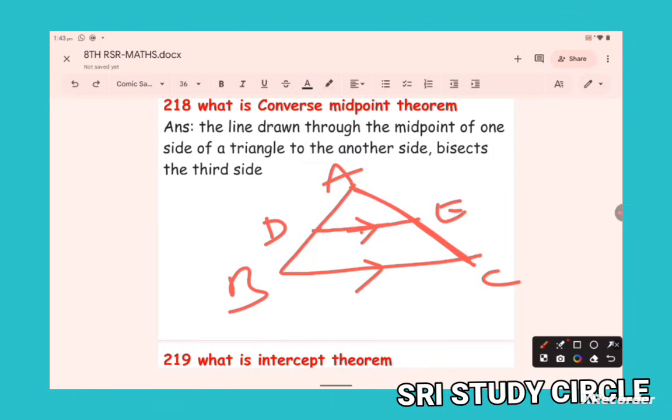Okay. A line drawn through the midpoint of one side of a triangle, parallel to BC, here DE bisects the AC. A line drawn through the midpoint of one side and parallel to another side bisects the third side. Okay.